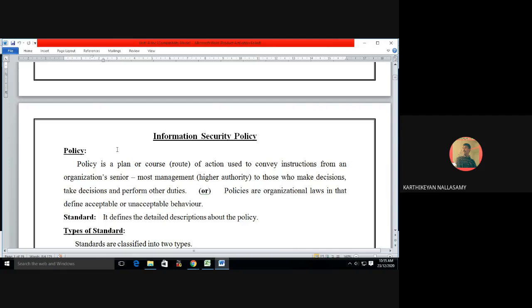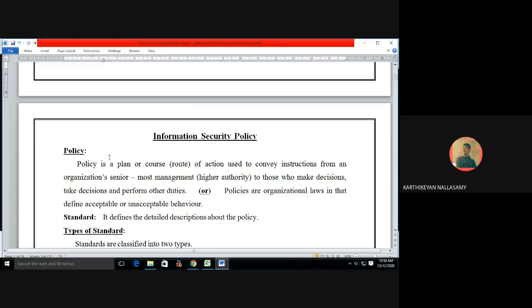First, let's move on to policy management. That is a policy concept called information security policy. First of all, we must know what a policy is. A policy is a plan or course of action used to convey information from an organization's seniors to those who make decisions and perform their other duties.